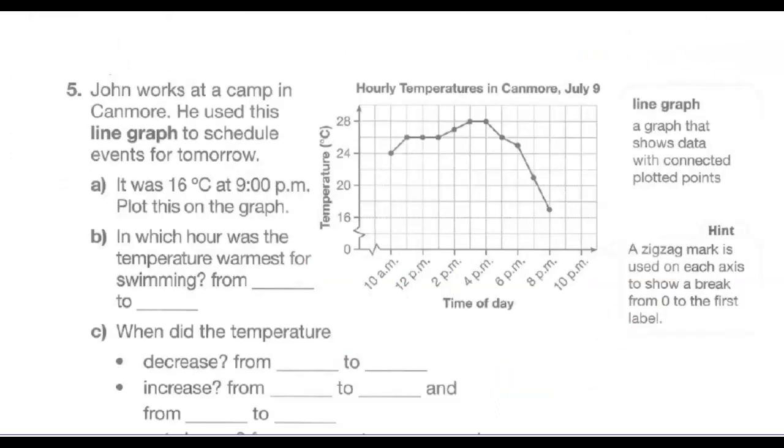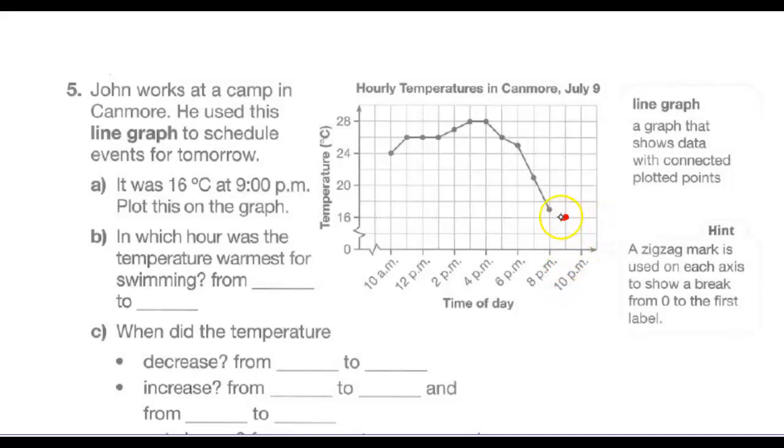Okay, here's a line graph. It says John works at a camp in Canmore. He uses a line graph to schedule events for tomorrow. It was 16 degrees at 9 p.m. Plot this on the graph. So at 9 p.m., okay, 16 degrees would be right here.